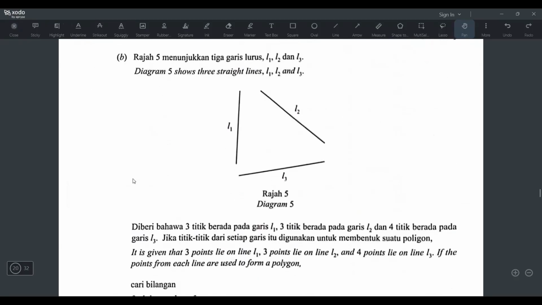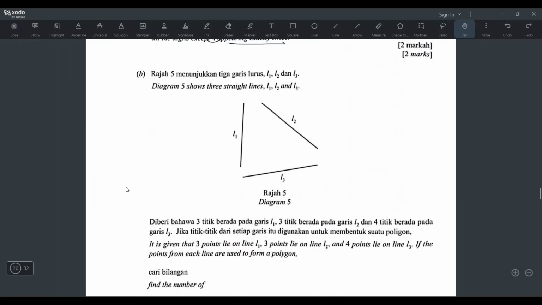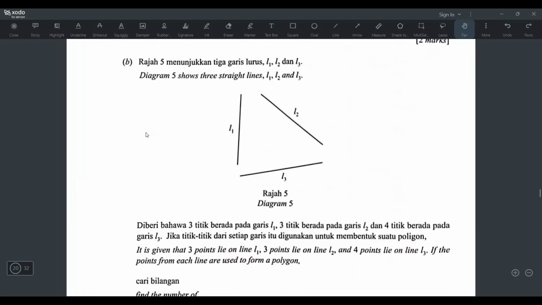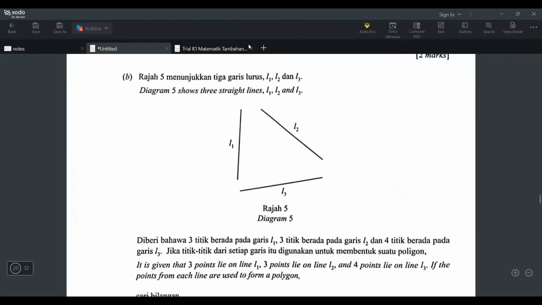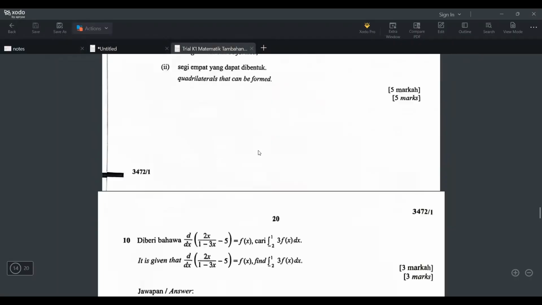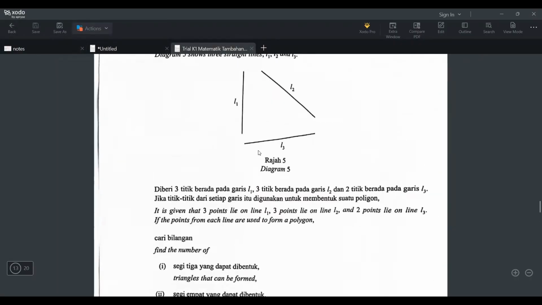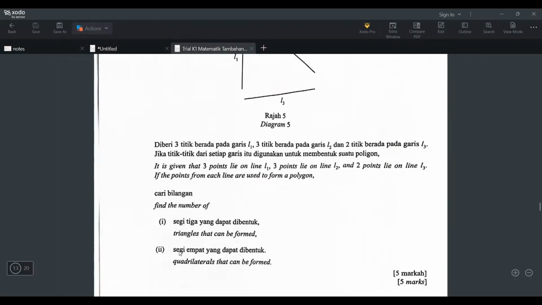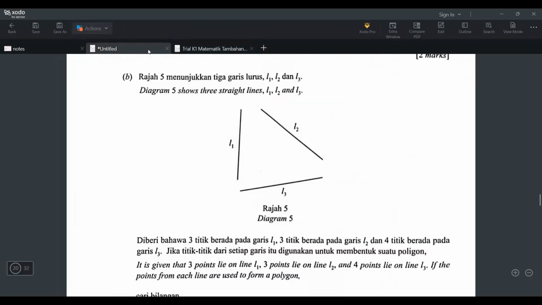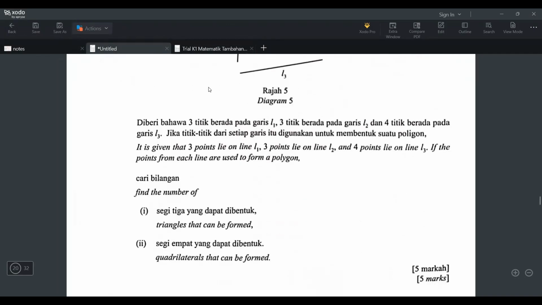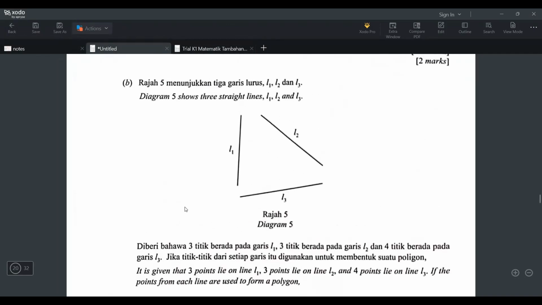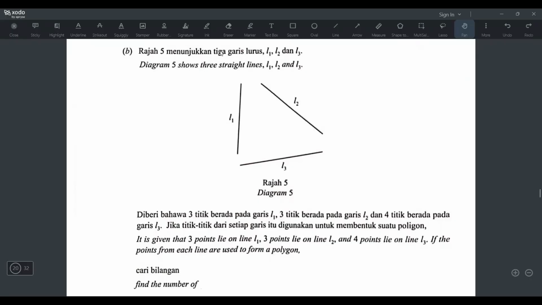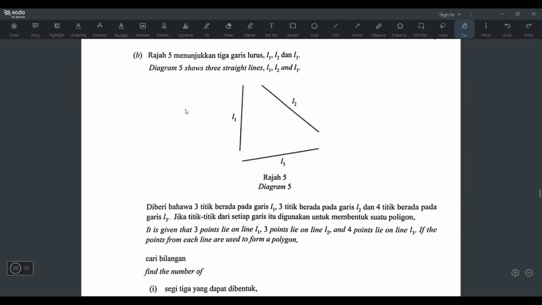So let's move on. Okay, question B. Diagram 5. You can see this diagram is exactly the same as the Selangor set 1. Even the AB is also the same, the 1 2, because you don't ask for triangle quadrilateral, right? See, this one also the same. See, triangle quadrilateral. Oh my god, they are recycling the question. What is this? Okay, never mind lah.